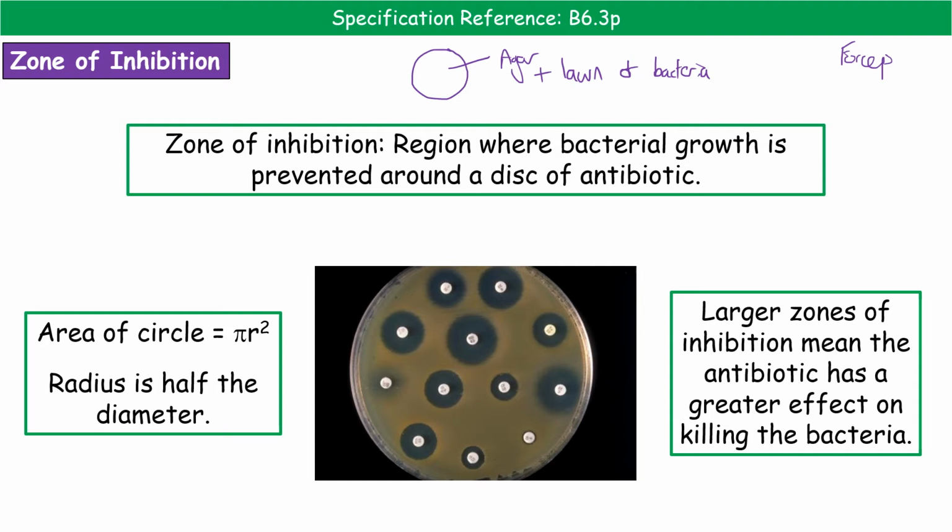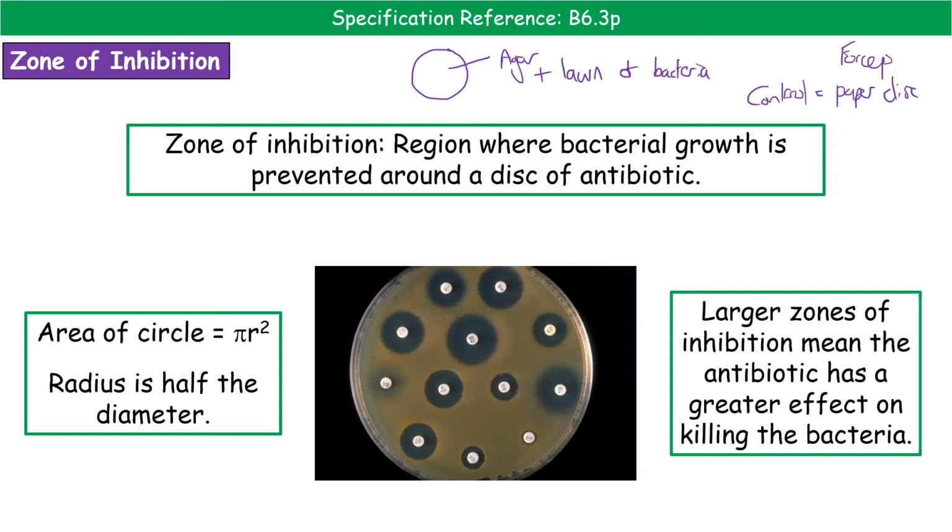We need to consider a control, so something that we can then compare to make sure it's not the paper. So the control in this case is literally just the little paper disc with nothing on it. So you would place the little paper disc with nothing on it as our control, just to prove it's not the paper causing the effect. Once we've got this, we're then going to place it in an incubator for a few days to give the bacteria a chance to grow.